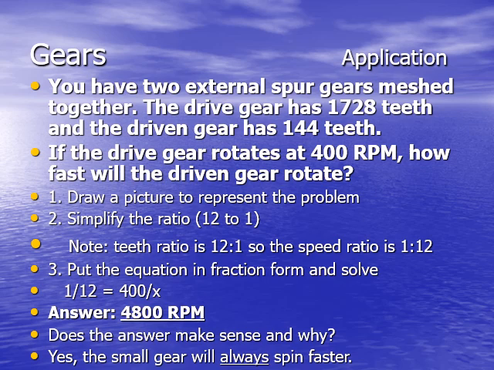Let's apply gear ratio math. A drive gear with 1,728 teeth turning at 400 RPM is meshed with a driven gear with 144 teeth. Using a 12:1 ratio, the driven gear will rotate at 4,800 RPM. Smaller gears rotate faster. This is fundamental in designing speed reduction or increase systems.